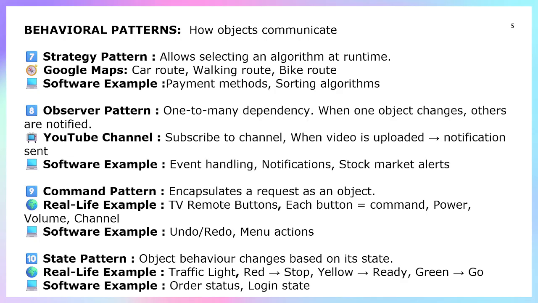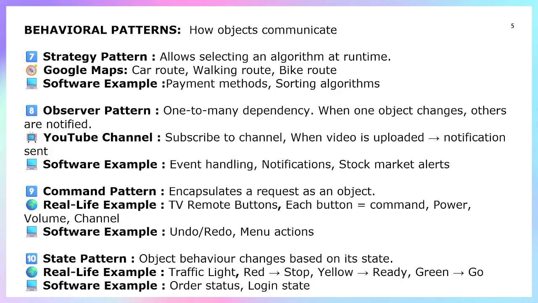Also, another example in the development field is event handling, notifications, and stock market alerts. In stock market alerts, all the people related to that stock, our users, will get the alert, right? In event handling, whenever any event occurs, we can get the notification of that. It's called pub-sub.